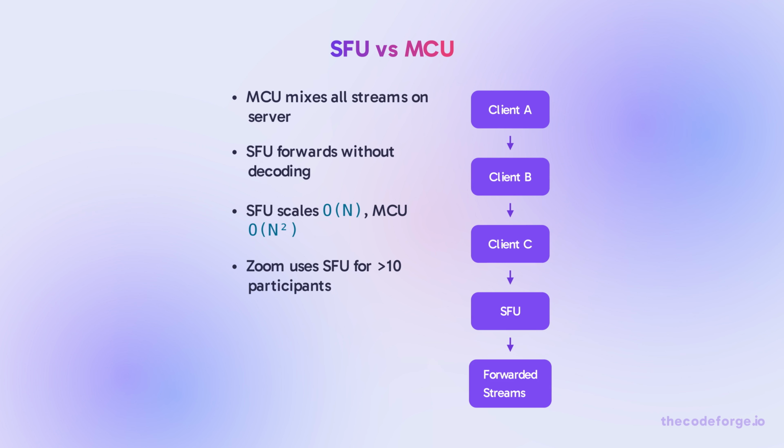However, SFU scales linearly with participants, O(n) server load, while MCU scales O(n)2 because the server must process every combination. For a 100-person call, MCU server does 100 times the work of SFU. That's why Zoom uses SFU.